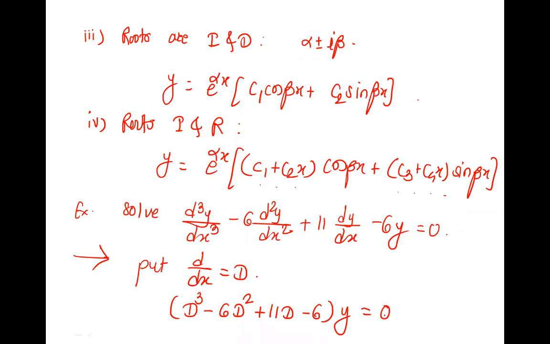To solve, we have to consider the auxiliary equation. What is the auxiliary equation? D cube minus 6 D square plus 11 D minus 6 is equal to 0. This is your equation. Now you have to find out the roots for this equation. Up to order 3, we can solve on the calculator.